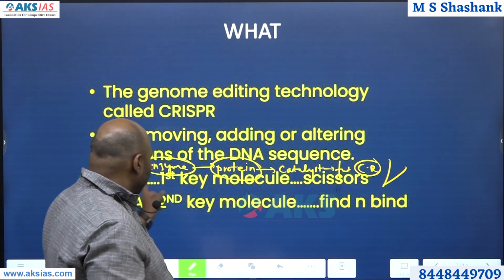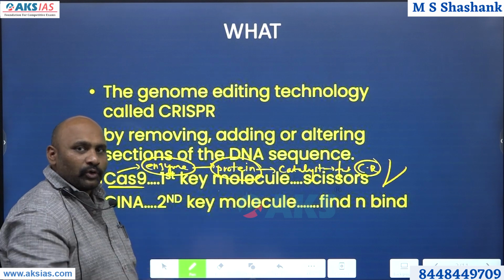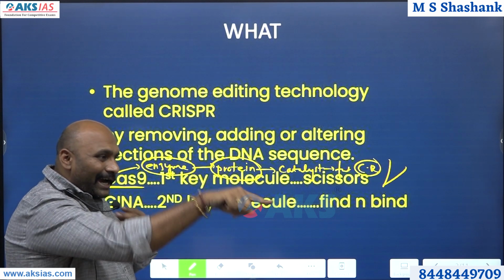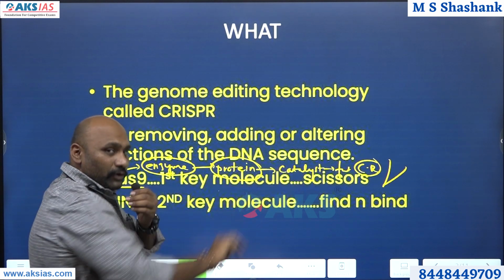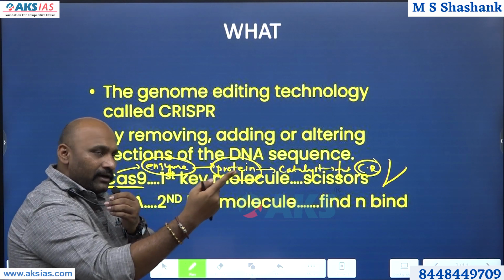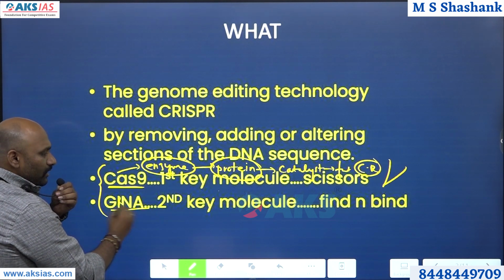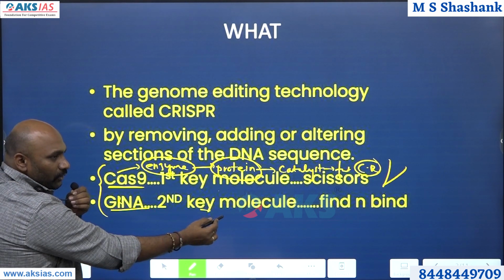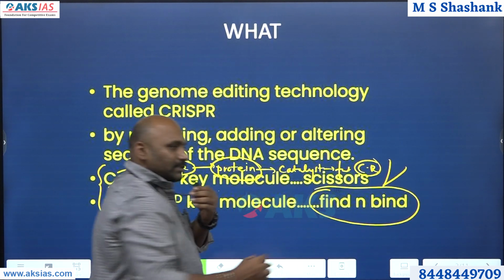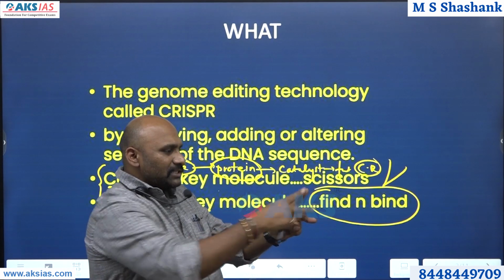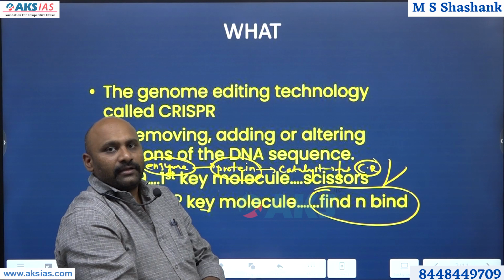But how does Cas9 know which part of the chromosome to cut? There should be a guide, a teacher or a guru who tells it, okay, here is where you have to cut. There should be an identifier. That identifier molecule is gRNA. So fundamentally, this is a second key molecule, and what it does is find and bind. It finds, Cas9 comes, cuts it, binds a new one, and a new chromosome is created.